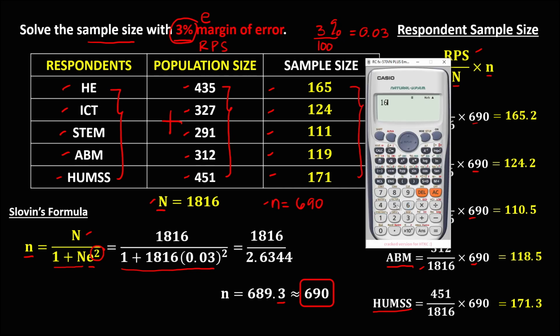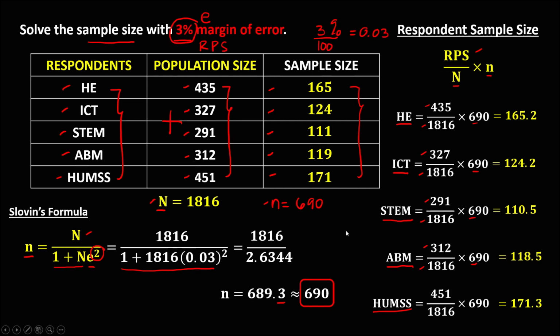So we have 165 plus 124 plus 111 plus 119 then plus 171 equals, so that's the total sample size, that's 690. So this is how to find the sample size for every respondent.